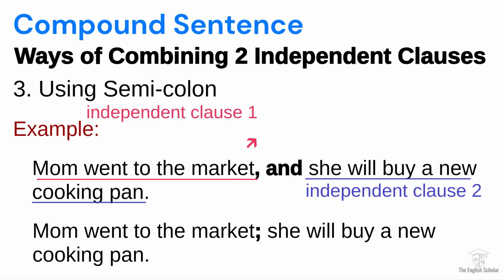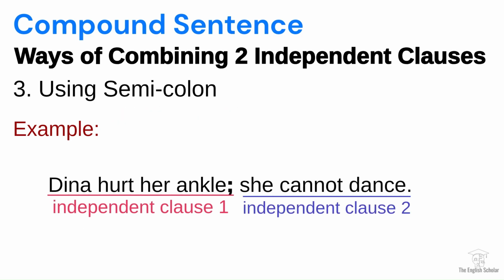Let's have some more examples. Dina hurt her ankle. She cannot dance. Here, the two clauses are closely related. Because Dina has her ankle hurt, she cannot dance as a result. And it also has the idea of and, so instead of adding and, we just used a semicolon.